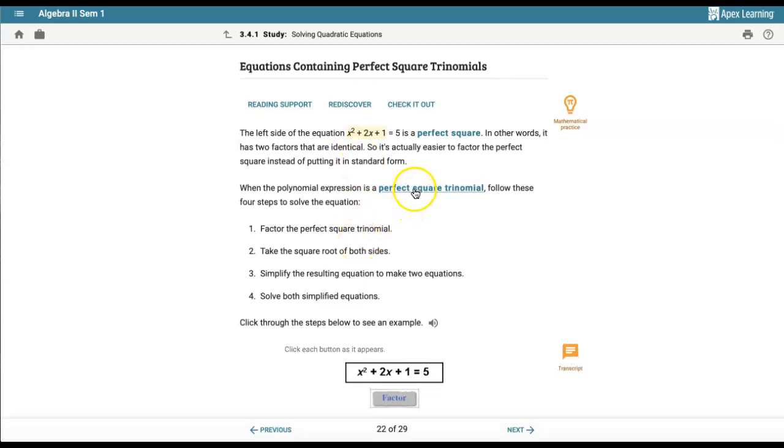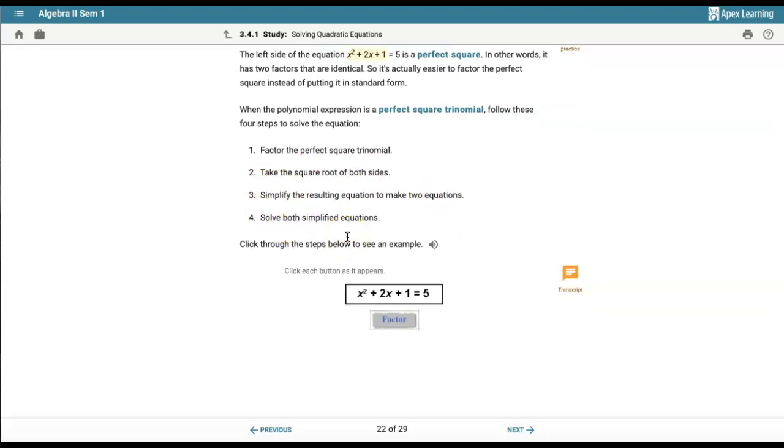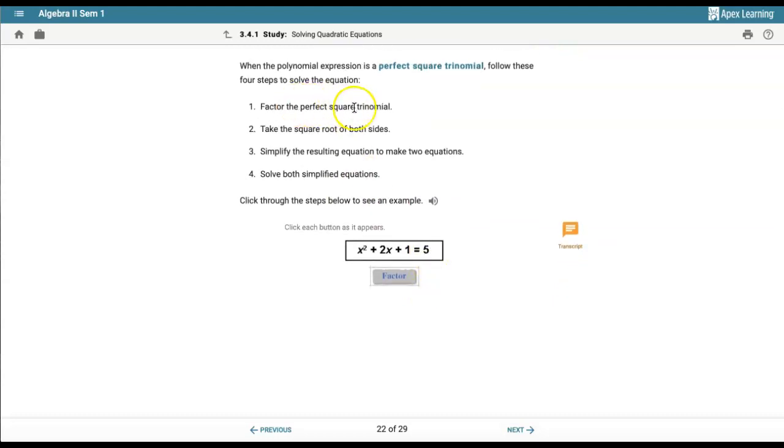So to solve a perfect square trinomial, you would factor the perfect square, then take the square root of both sides, simplify the equation to make 2 equations, and then solve both of the simplified equations. I know that was quick, so let's look at what that actually looks like. Step 1 says factor the perfect square trinomial. As I told you, you're going to have x plus 1 multiplied by x plus 1, or another way of saying that is x plus 1 squared.